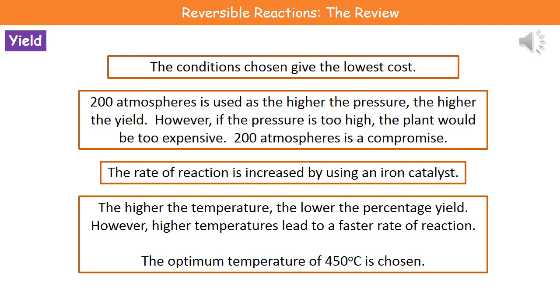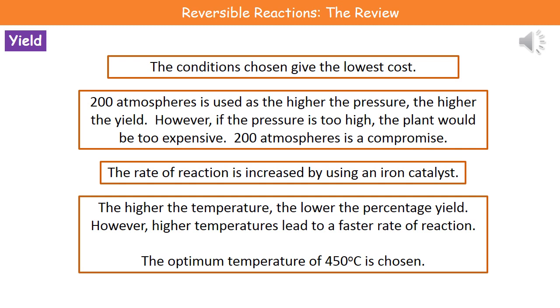So 200 atmospheres of pressure is used because the higher the pressure, the higher the yield. But if the pressure gets too high, we'd have to then invest more into a much more structurally sound plant. As soon as you get up to very high pressures, we need very specialist machinery in order to withstand them. And the more specialised your machinery gets, the more expensive it gets. So 200 atmospheres is a compromise. It increases the pressure to increase the yield, but not to the point where the machinery gets too expensive.